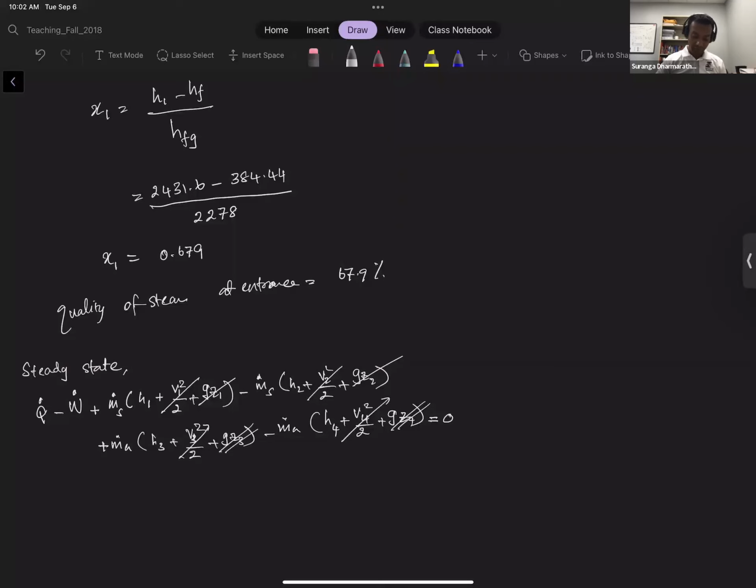And then this is not a work producing device. For heat exchangers, W dot equals 0. There's no work production. So now Q dot minus m dot s h1 plus m dot s h2 plus m dot a h3 minus m dot a h4 equals 0.